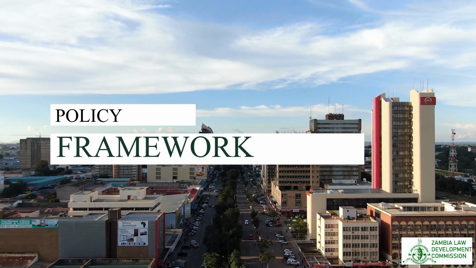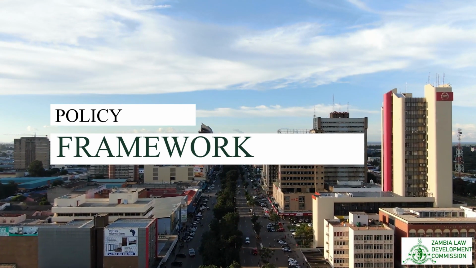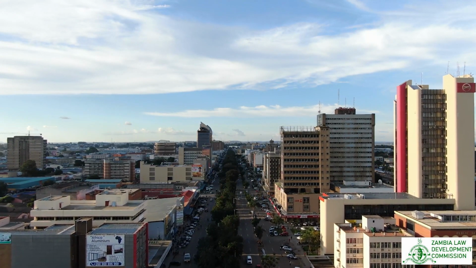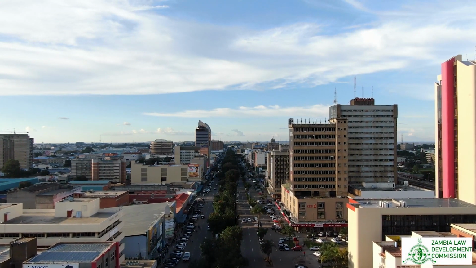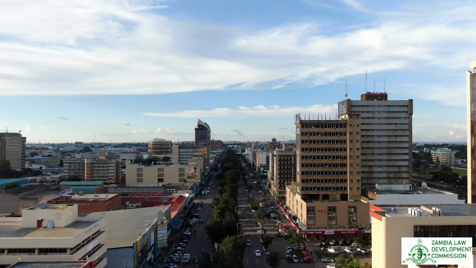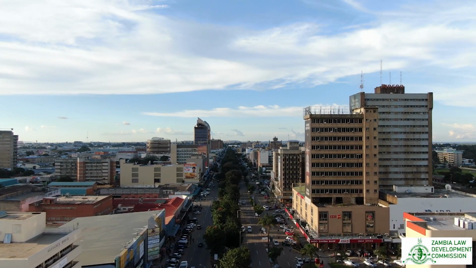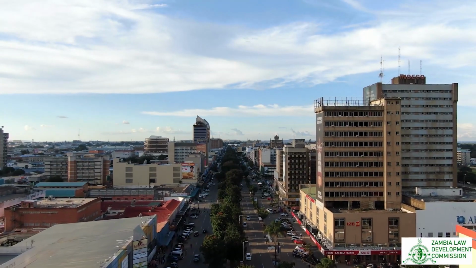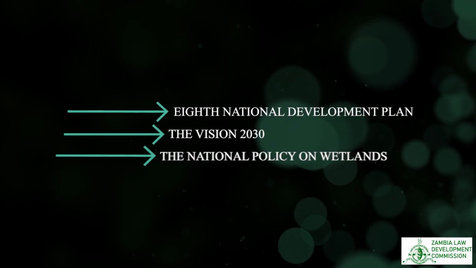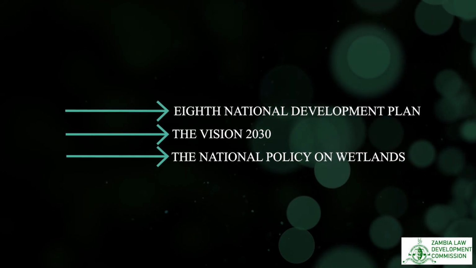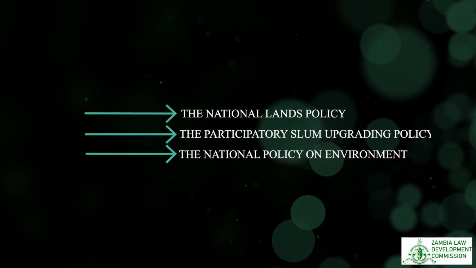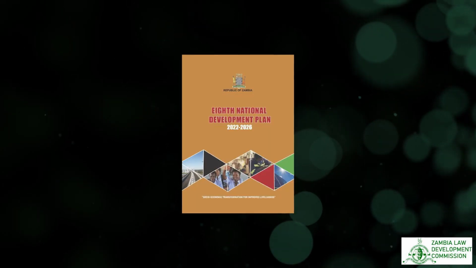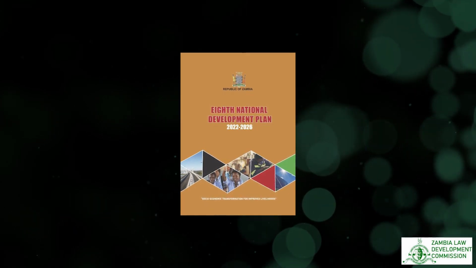National policy is the blueprint that the government uses to achieve its commitments to citizens. There are several strategies that the government has employed to prevent and mitigate the harmful effects of land use, one of which is the enactment of legislation. The key policies that have inspired legislation to promote the principle of sustainable land management include the 8th National Development Plan, the Vision 2030, the National Policy on Wetlands, the National Lands Policy, the Participatory Slum Upgrading Policy, and the National Policy on Environment.